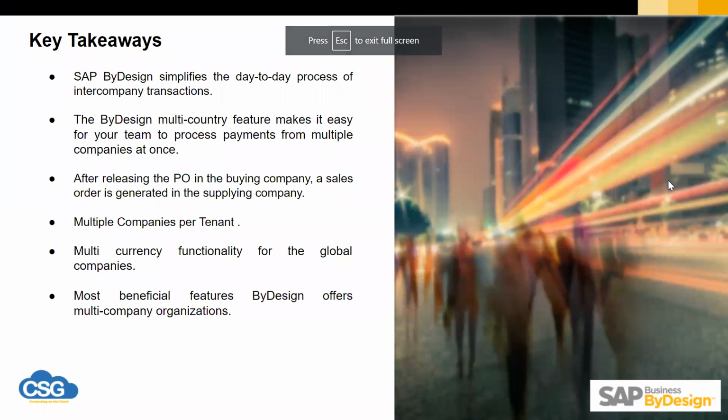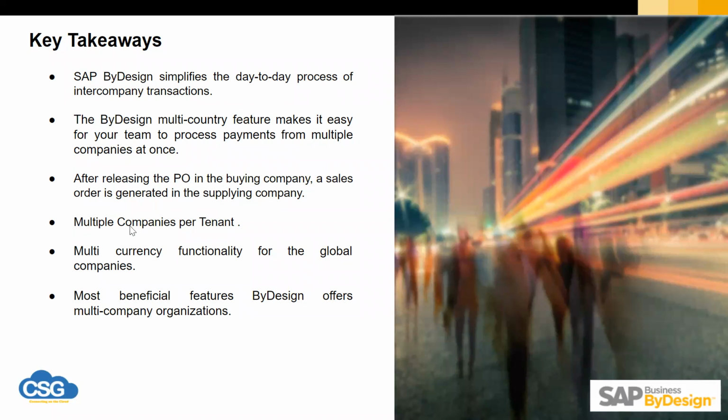So these are the key takeaways from today's session. SAP Business ByDesign simplifies the day-to-day process of intercompany transactions. Like we saw, we can have the prerequisites and the system will do a lot of things automatically. The ByDesign multi-country feature makes it easy for your team to process payments from multiple companies at once. After releasing the PO in the buying company, a sales order is generated in the supplying company. We created the PO in the buying company, Almika, and then a sales order was generated from Innovate, the selling company.